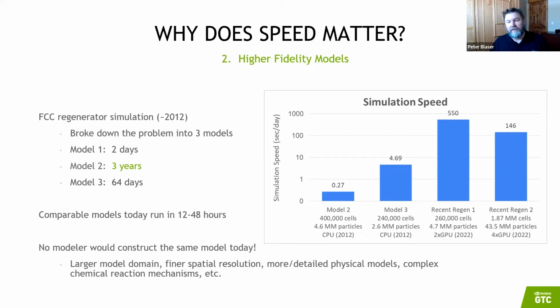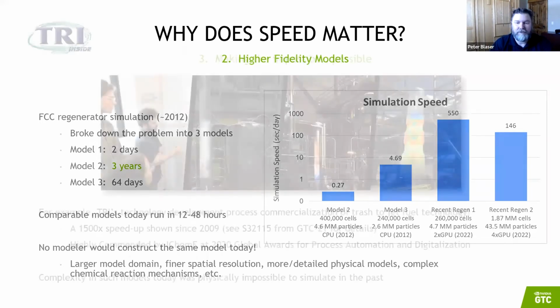We don't run those models anymore. We run higher fidelity models. So speed has another outcome here, right? Larger domain. We don't have to deal through all the tedium of breaking this up into 3 different physical domains. Finer spatial resolution, more detailed physical models, more complex chemical reactions. And this is common today because of the speed produced by the GPU simulation.